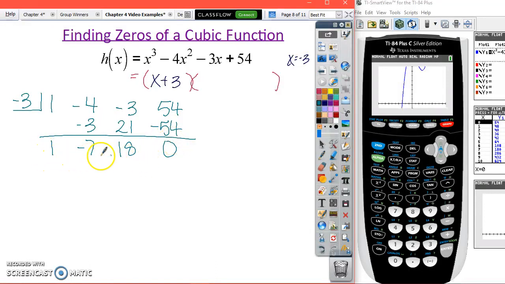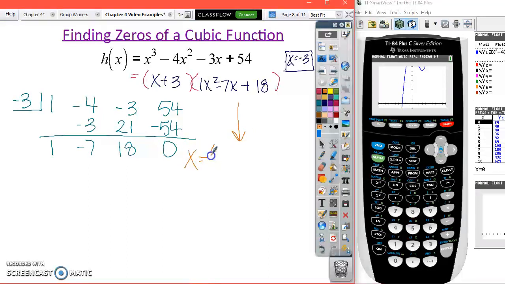What's remaining then is our quadratic. And so it will be 1x squared, -7x, and a positive 18. So from here I know one zero, but to find the other 2 I have this quadratic. Since it's non-real solutions, that tells me that I'm probably not going to be able to factor this, and so we're going to use the quadratic formula to find our 2 complex numbers.